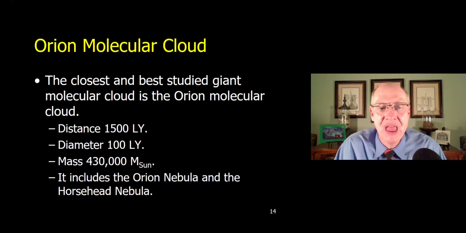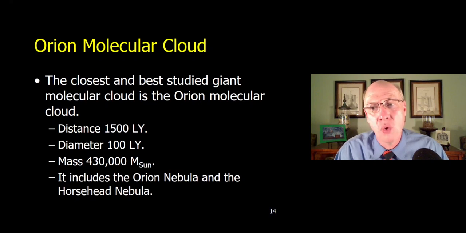On the other hand, star formation is not terribly efficient, and a lot of that mass will not get turned into stars. So this cloud will probably end up making hundreds of thousands of stars, but most of them will be lower mass than our sun. And this cloud is also famous because it contains the Orion Nebula and the Horsehead Nebula.